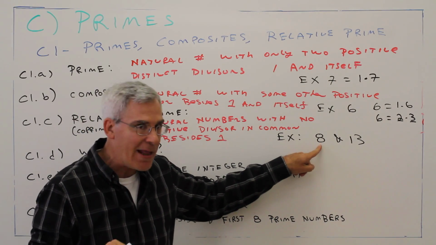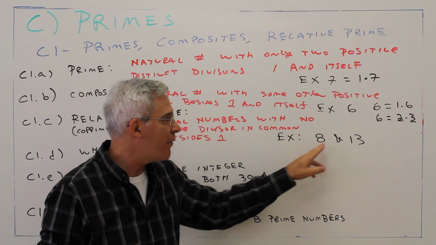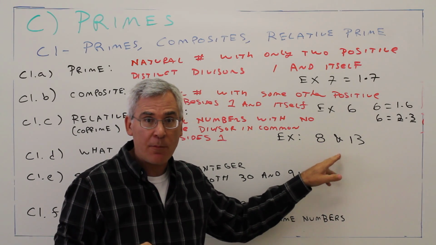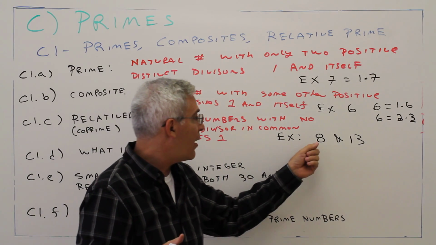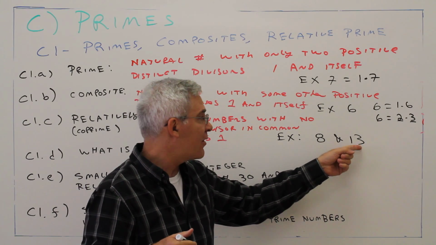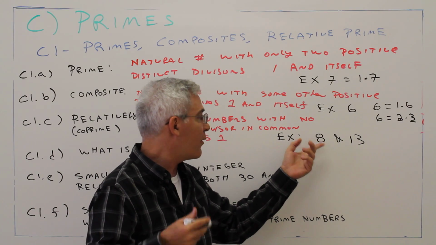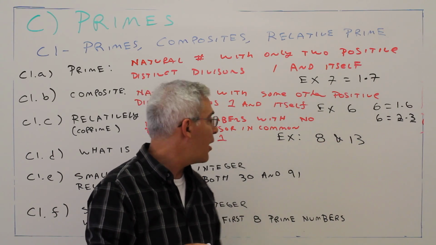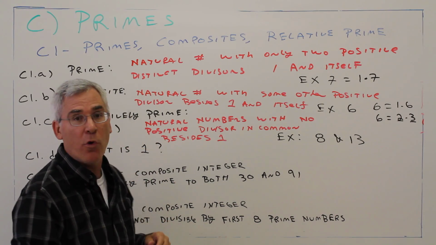8 is not a prime number. 13 is a prime number. However, these are relatively prime because the only common divisor they have is 1. 8 is 2 times 2 times 2. There's no 2's in there. 13 is 1 times 13. There's no 13's in there. 8 is also 2 and 4 and 8 and 1. So that would be an example of two relatively prime or coprime numbers.